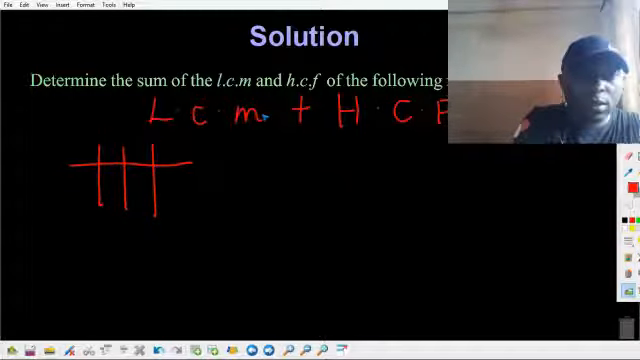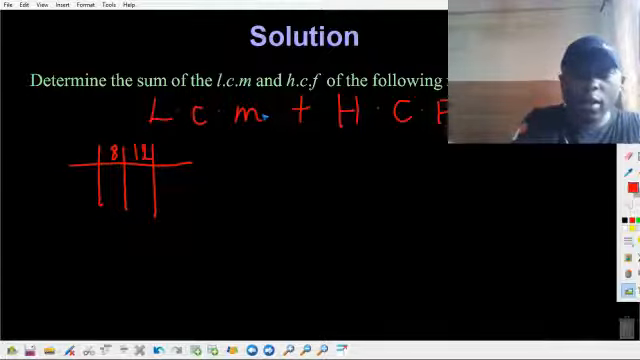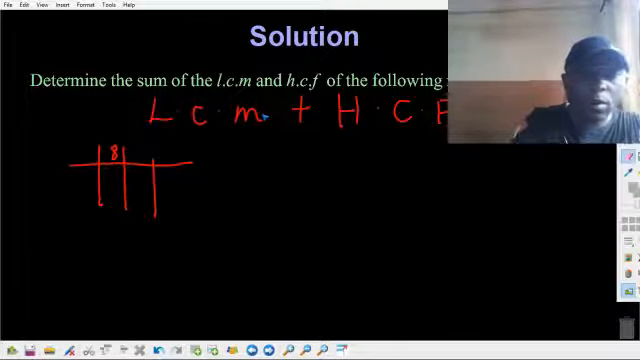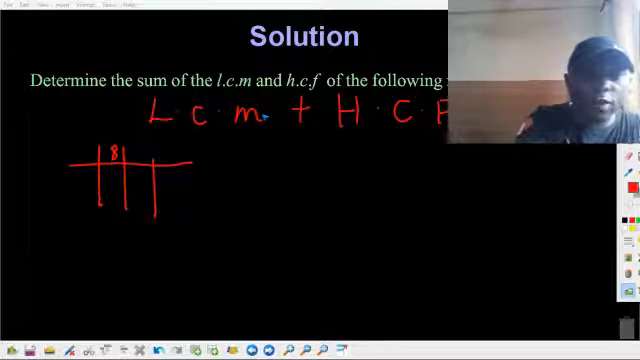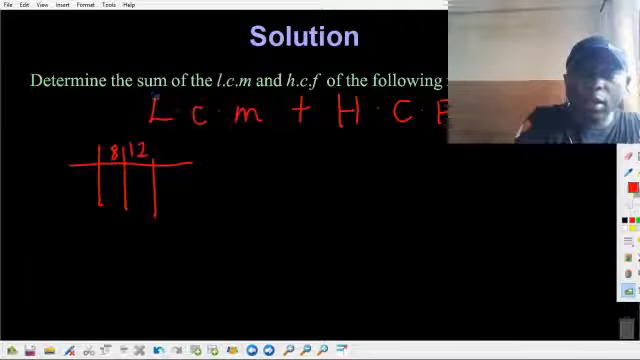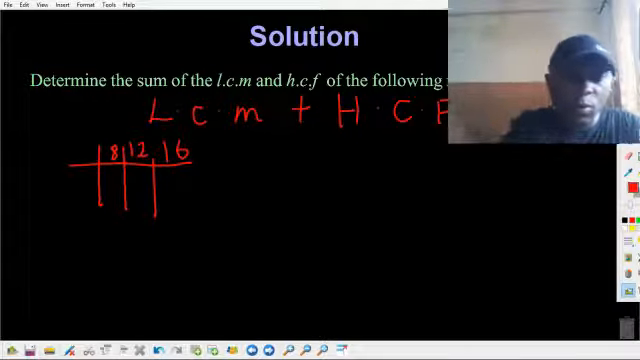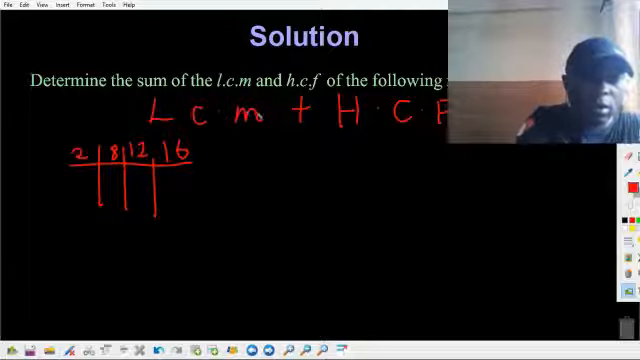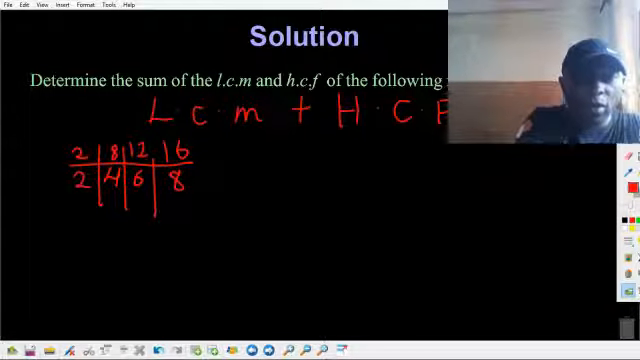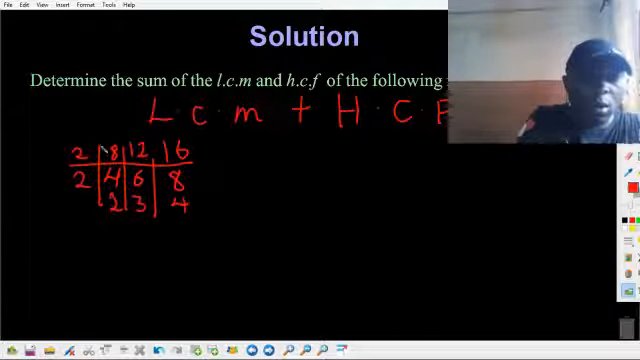Now we have 8, 12, right? We have 8, 12, and the last number is 16. So which factor can divide this? We can use 2 to divide. 2 in 8 gives us 4, 2 in 12 gives 6, 2 in 16 will give you 8. Fine, we can equally use 2 to divide. 2 in 4, 2. 2 in 6, 3. 2 in 8, 4. We can still use 2, right? To continue dividing. 2 in 2 will give me 1.